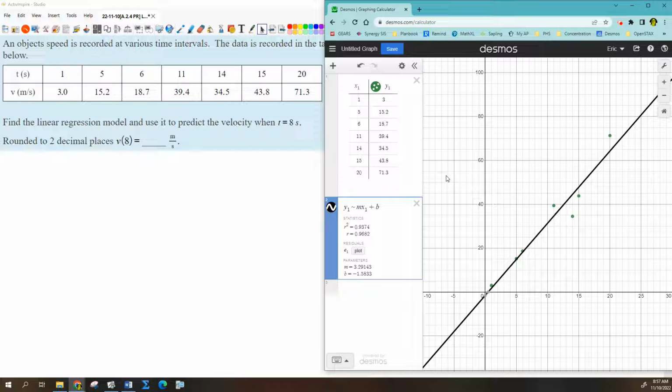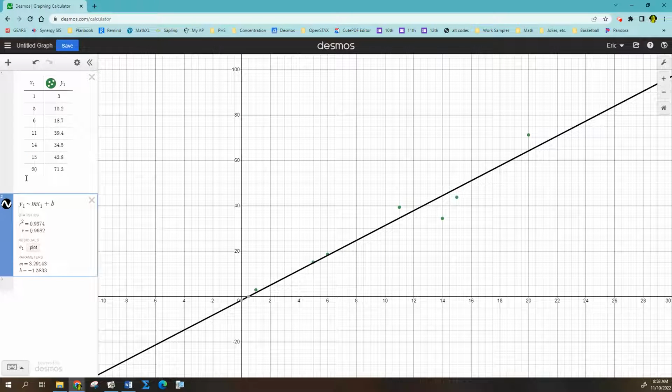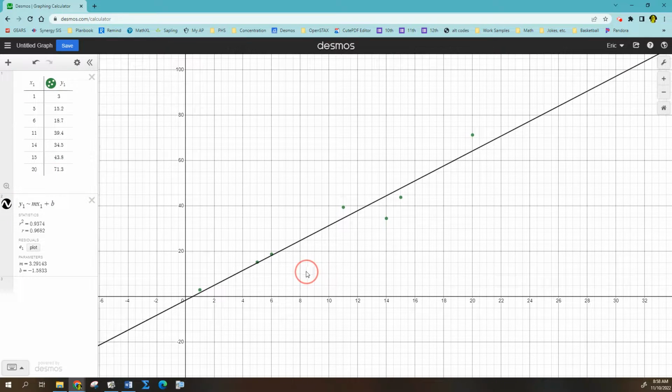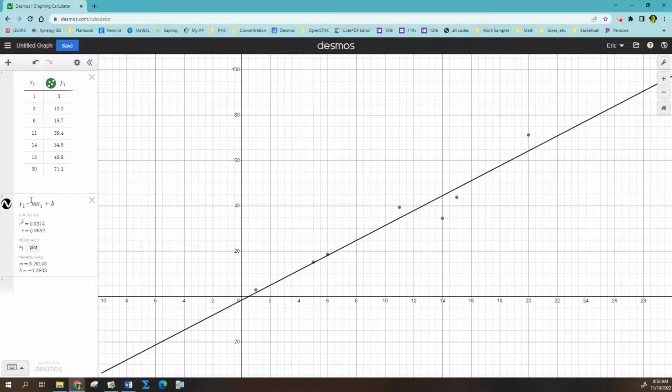Now look what it gives me when I do that. It does some really cool stuff. It creates the best fit line, first of all. That is the best fit line for that data right there. That's it. Using this process, it's a statistical algorithm called linear regression.